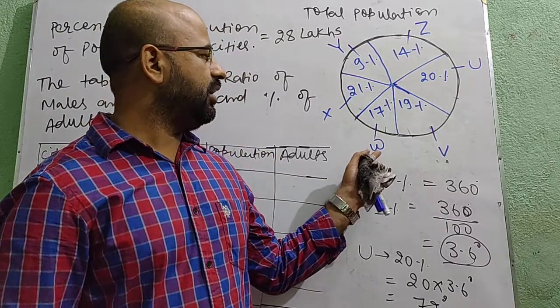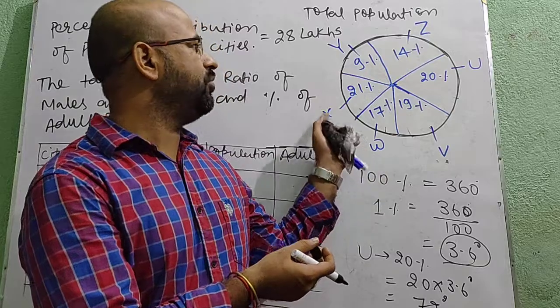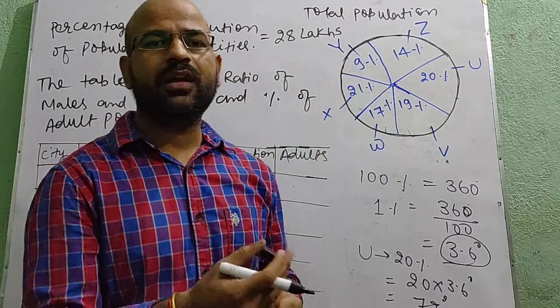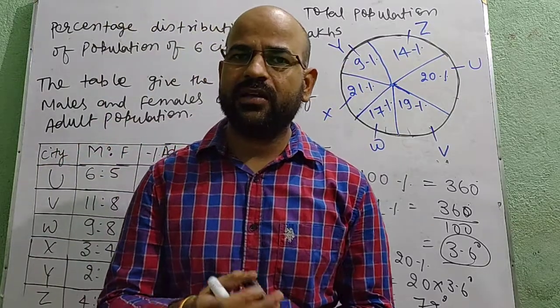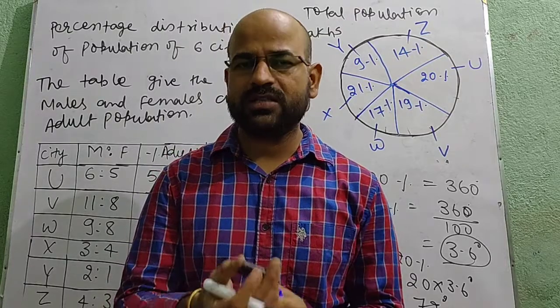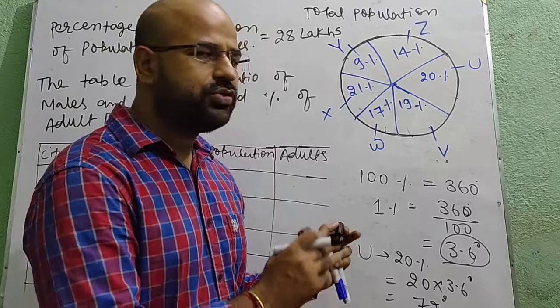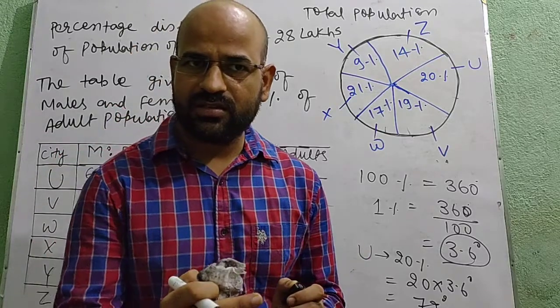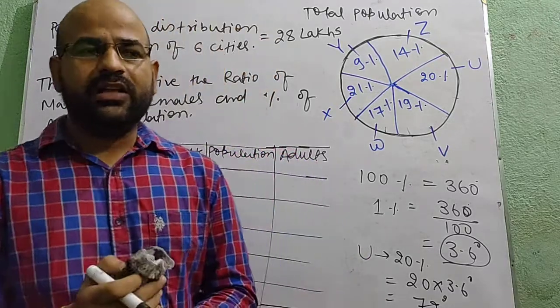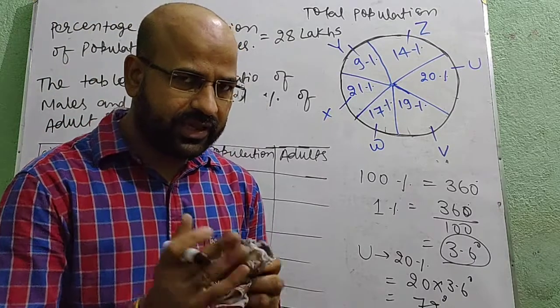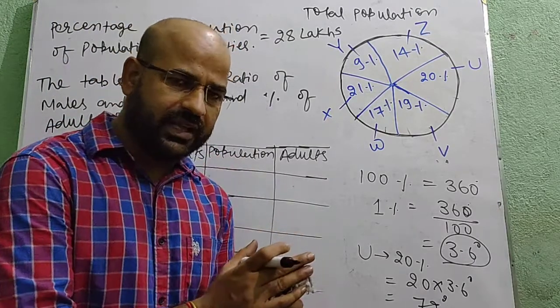Similarly, if you want to convert the population of W, X, Y, Z in degrees, you have to multiply by 3.6 degrees. This is the basic thing to learn, how to convert percentage into degrees. The other question is how to convert degrees into percentage.